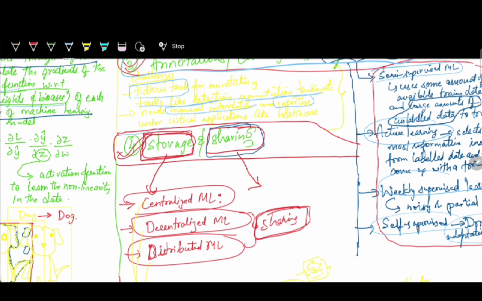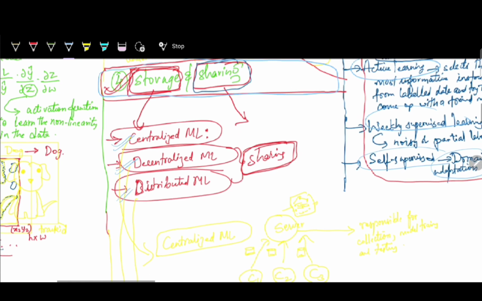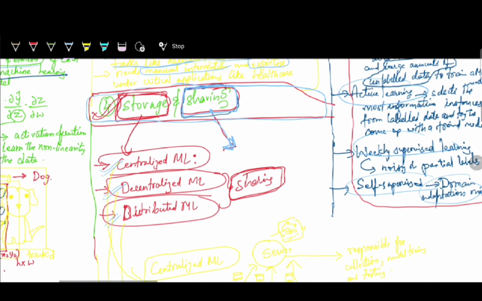Then the fourth step is storage and sharing, and based on storage we have discussed the types of machine learning. Basically we have centralized machine learning, decentralized and distributed machine learning, and finally we have come to the sharing part of the data preparation, wherein the entire data which has been processed and annotated has to be shared with different entities for proper model training.